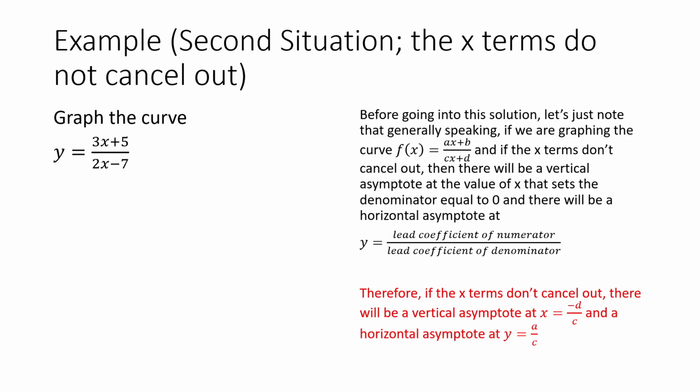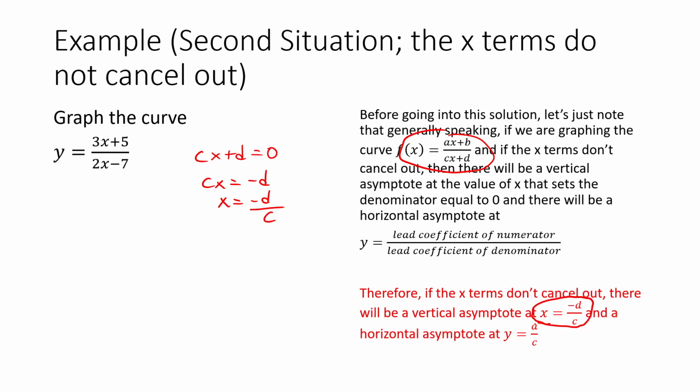Okay, before going into this solution, let's just note that generally speaking, if we're graphing the curve f of x equals ax plus b over cx plus d, and if the x terms don't cancel out, then there's going to be a vertical asymptote at the value of x that sets the denominator equal to 0. Well, if cx plus d is equal to 0, then cx is equal to negative d, and x is equal to negative d over c. So in the case where the x's don't cancel out, we'll have a vertical asymptote at x equals negative d over c.